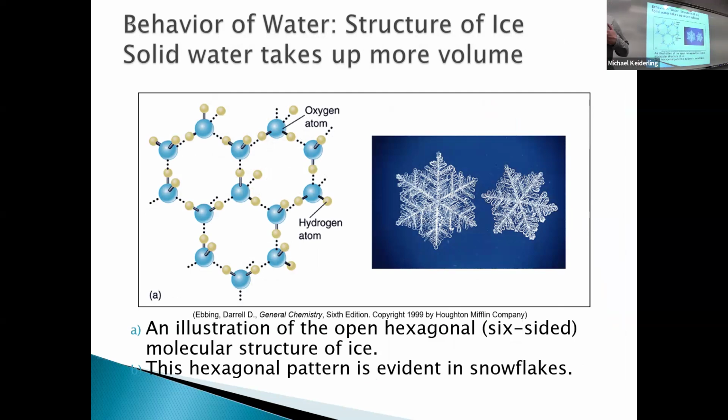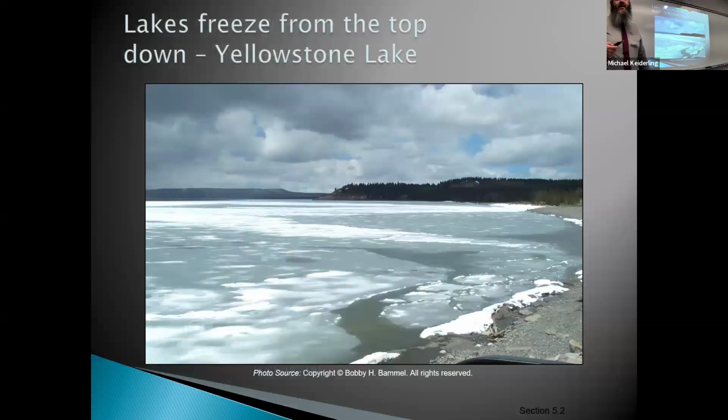Water is strange. The structure of solid water takes up more volume. So this is the open hexagonal 6-sided molecular structure of ice. And you can see this in snowflakes. Snowflakes are hexagonal because of this hexagonal structure of ice. And because ice is less dense than water, lakes freeze from the top down. This is actually a pretty important thing because it leaves water underneath the layer of ice.